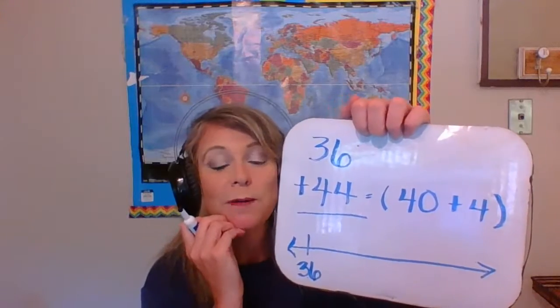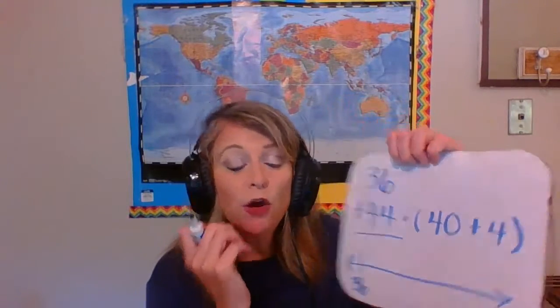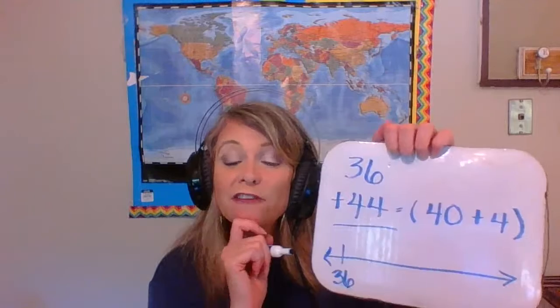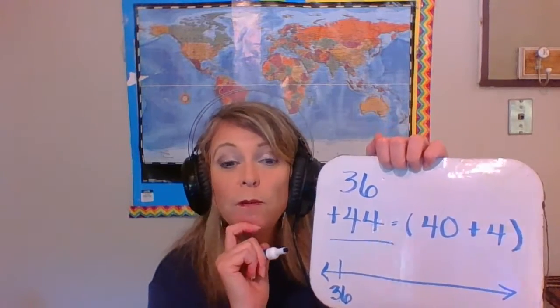Now look at the number 44. How can you break apart 44? We just broke apart numbers. How many tens in 44? 4 tens. So that would be representative of 40. 40 plus 4 ones is 44. Now that we know that, we need to jump up 40 and then jump up 4 more.